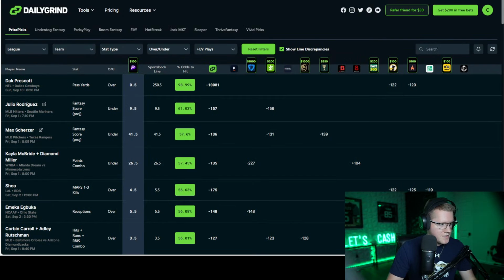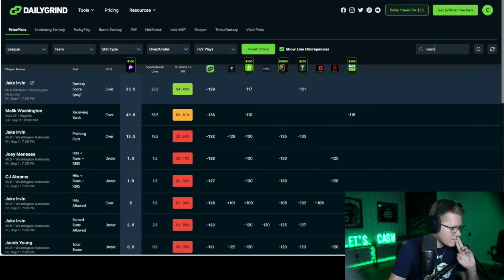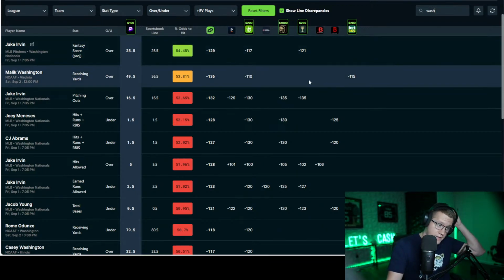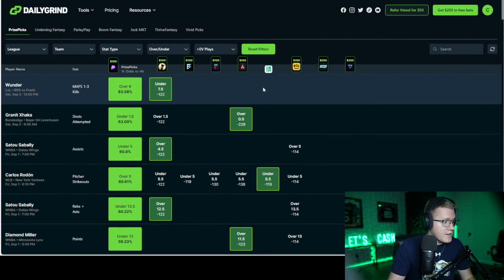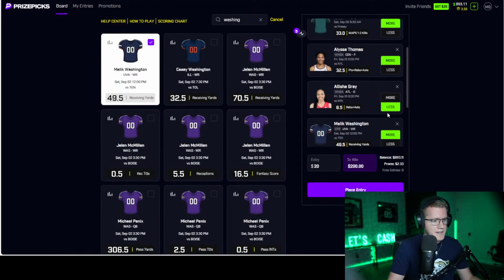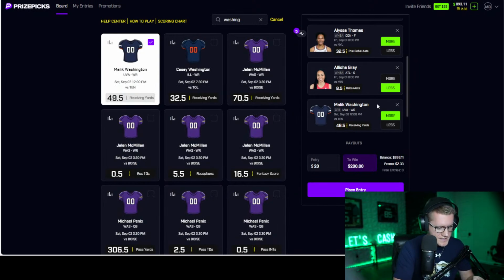So if I were to search Washington, Malik Washington here. Yeah, so it looks like the entire market does agree with 56.5. So it looks here like that is a fantastic play. So let's go ahead and enter that slip. Malik Washington is going to be 6 yards off from the market, and that looks to be a good play.